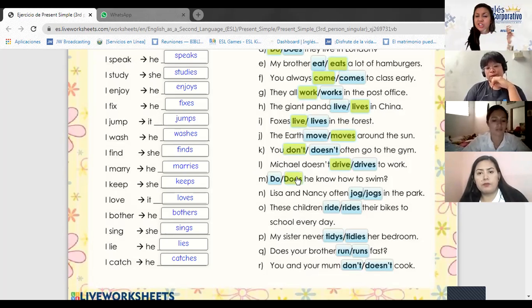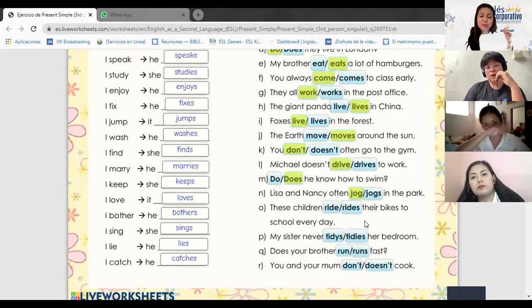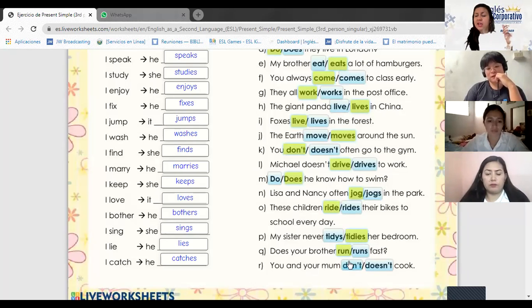Lisa and Nancy often jog or often jogs in the park? Often jog. These children ride or rise their bikes to school every day? Ride. My sister never tidies or tidies her bedroom? Tidies. Does your brother run or runs fast? Does your brother run. In questions, the verb does not change. The verb does not change at all. You don't put the S. Yes. Why? Because we are using the auxiliary. You and your mom don't or doesn't cook? Don't. Done.